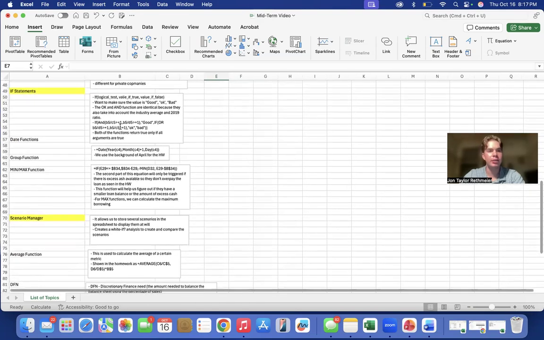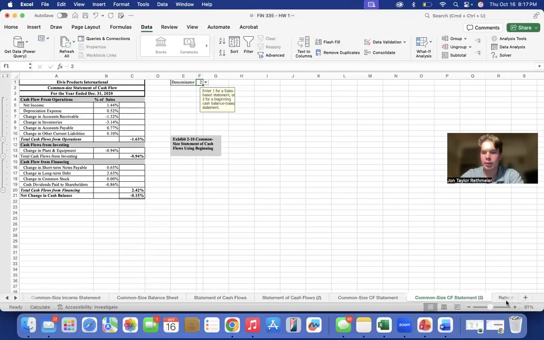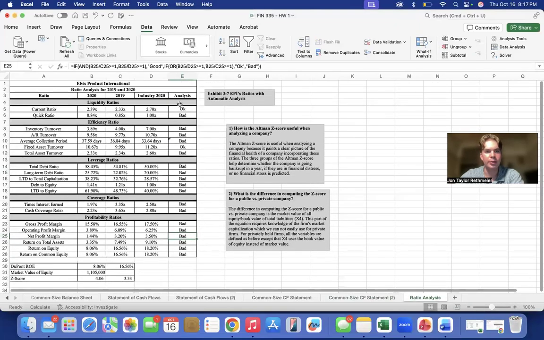So IF statements: IF, logical test, value if true, value if false. We want to make sure that the value is good, okay, or bad. The okay function is pretty much identical because it also takes into account the industry average and 2019 ratio. We're gonna look at one of these. Go to homework one. We use this in our ratio analysis.